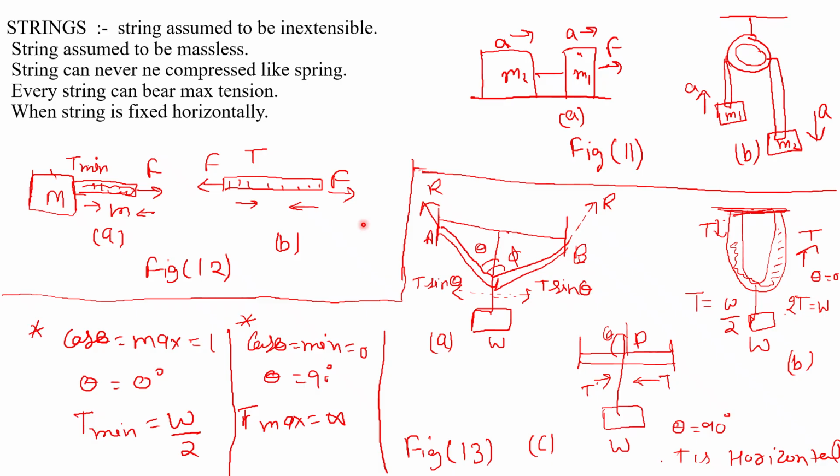Next, every string can bear a maximum tension, that is, if the tension in a string is continuously increased, it will break if the tension is increased beyond a certain limit. The maximum tension which a string can bear without breaking is called the breaking strength. It is finite for a string and depends on its material and dimensions.